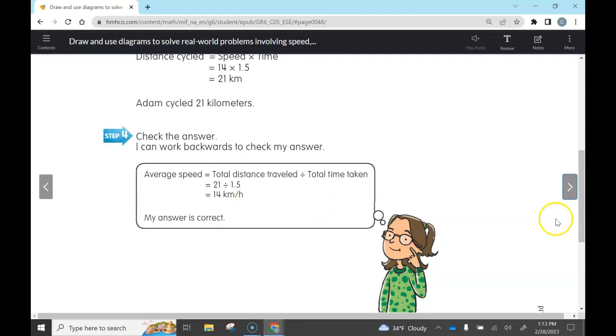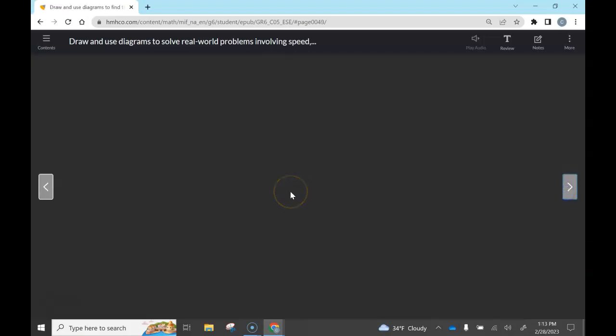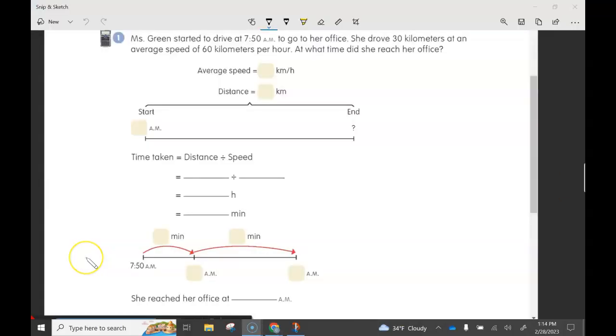So let's take a look at doing this on page 279. We'll go ahead and turn there in your books. So we can see, first of all, for this problem, that Miss Green started to drive at 7:50 a.m. to go to her office. She drove 30 kilometers at an average speed of 60 kilometers per hour. At what time did she reach her office?